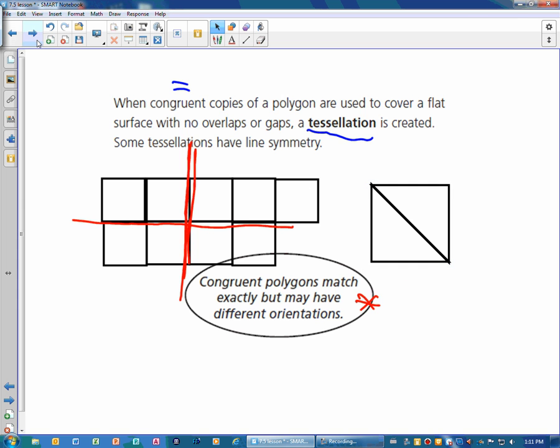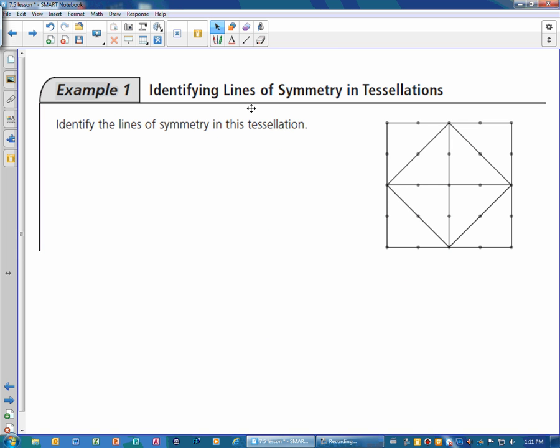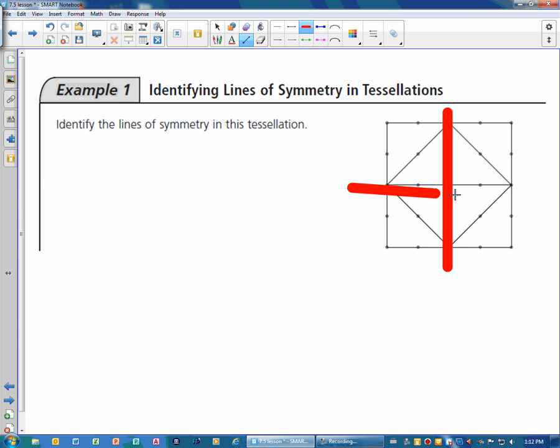Okay, so example number 1 says identifying the lines of symmetry in tessellations. So let's do this properly with a line. Identify the lines of symmetry in this tessellation. Okay, so it means right through the middle, and one side is exactly the same as the other. So the obvious lines of symmetry, of course, are there and there. So we have a vertical line of symmetry and we have horizontal.